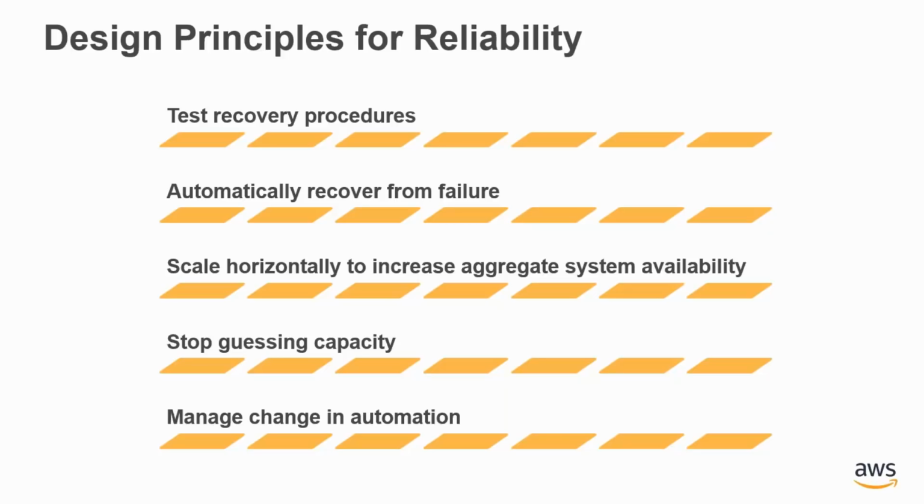The fourth, once again, is one of the fundamental design principles of cloud computing to begin with. Stop guessing capacity. You should automatically adapt to changes in demand. You need to scale up when you need to process more, and more importantly, you need to let go of resources when you no longer need them.